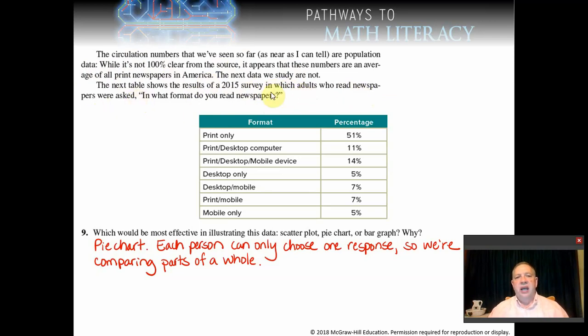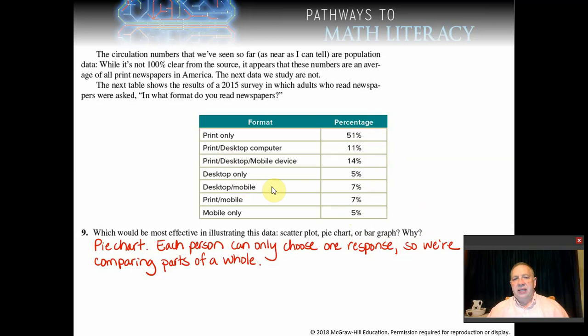Okay. The next table shows the results of a 2015 survey in which adults who read newspapers were asked, in what format do you read these newspapers? Here's print only, print and desktop computer. So they've taken the total number of respondents, and the percentage that did print only, that was the 51%. So it is the part divided by the whole. I added up the total number of people who responded. 0.51 or 51%, 11%, 14%, 5, 7, 7, 5.